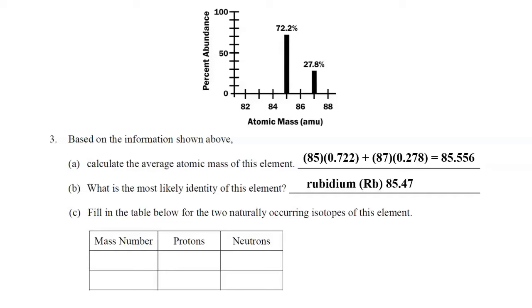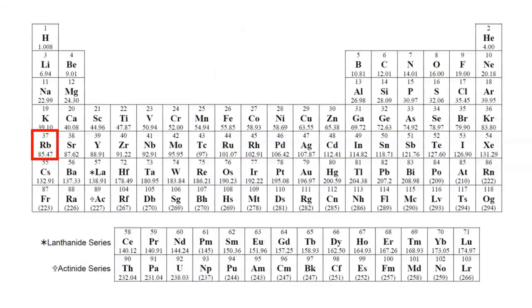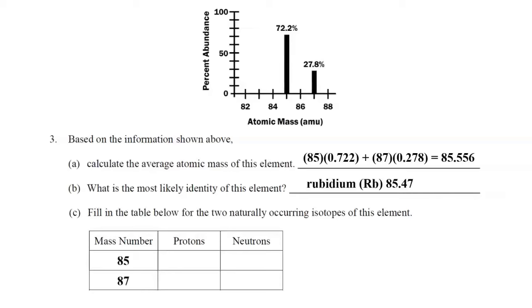And now in part C, fill in the table below for the two naturally occurring isotopes of this element. So we know the mass number is either 85 or 87. Let's go back and look at the periodic table. How many protons does rubidium have? Atomic number 37, so that's 37 protons. So there's our mass numbers.